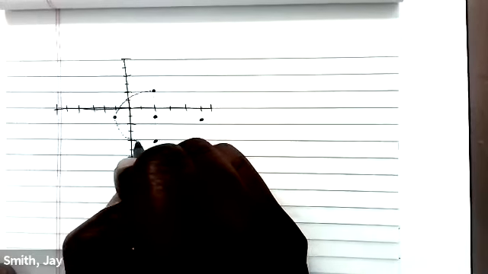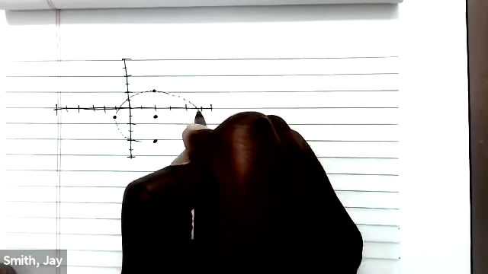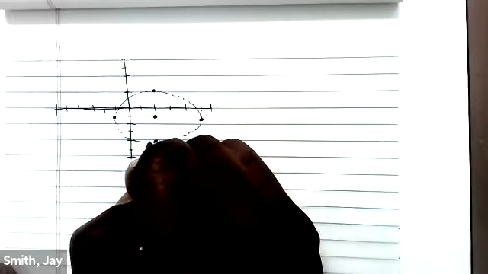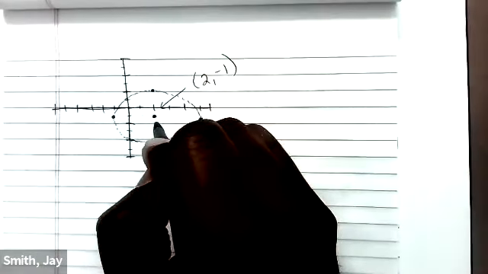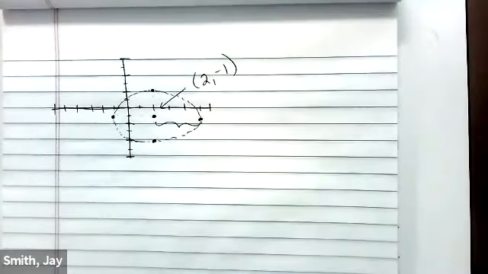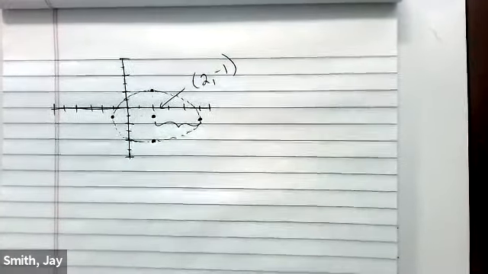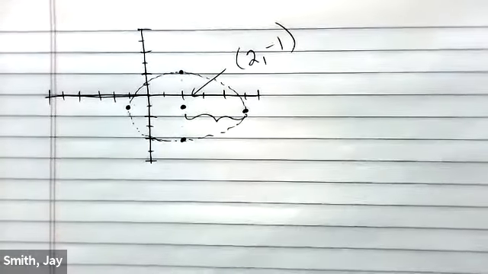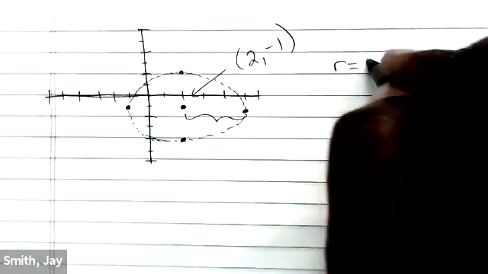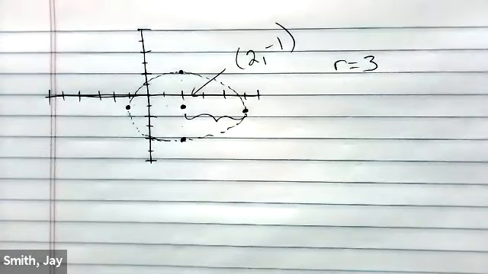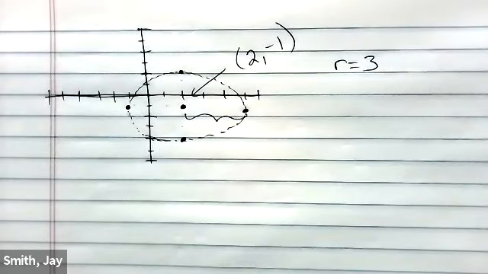But what's most important is that from the graph, sorry about that, that's a very ugly circle, we can see that the center of the circle, like I said, is at the ordered pair (2, -1). And the radius of the circle, which is the distance from the center to any endpoint, is going to be 3 units long. All right, so once we have the center and the radius, that's enough for us to get the center-radius form of the equation of the circle.